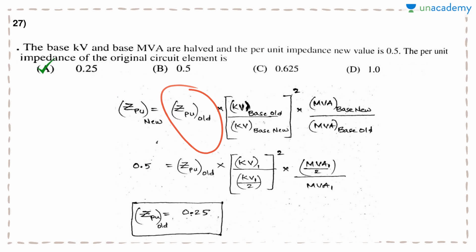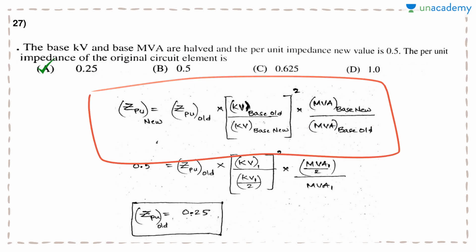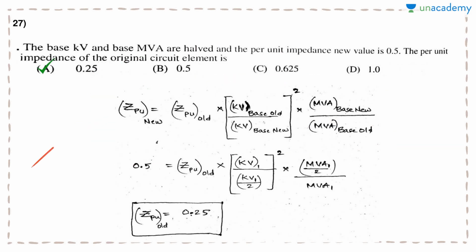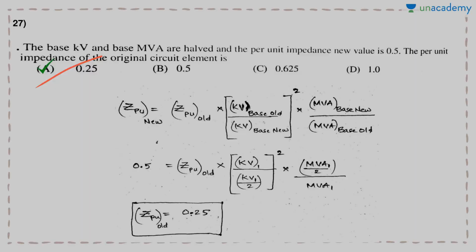So they have given the base kV and base MVA values. The new base kV is half of the old base kV. Similarly for MVA, the new base MVA is half of the old base MVA. So that is the main concept they have asked. If you have a good idea regarding this formula, you can solve this question easily. And remember, they are asking for the old per unit value, not the new per unit value. Now using the values given over here, I have substituted them in this equation, and the answer is 0.25 per unit. This is the old per unit value. That is option A.